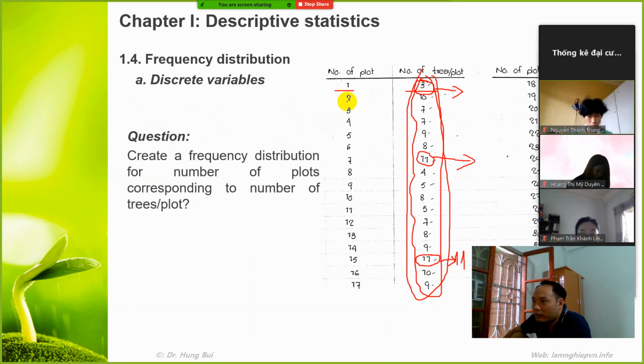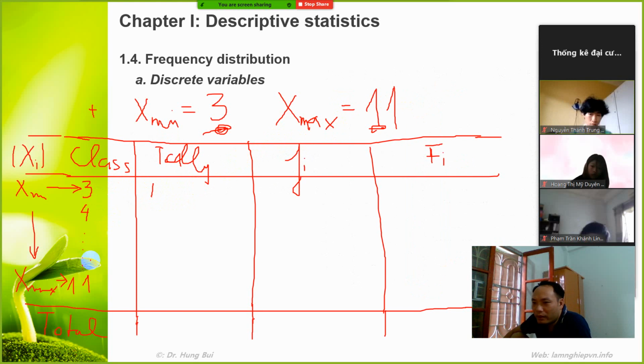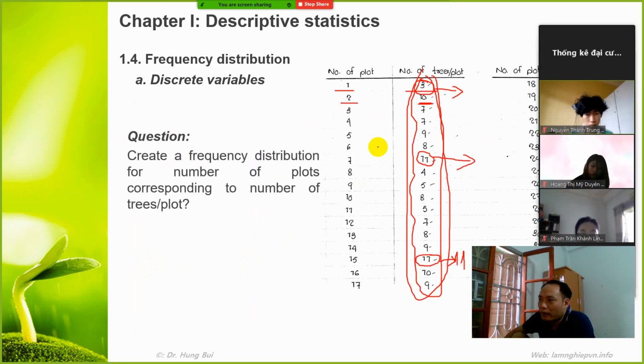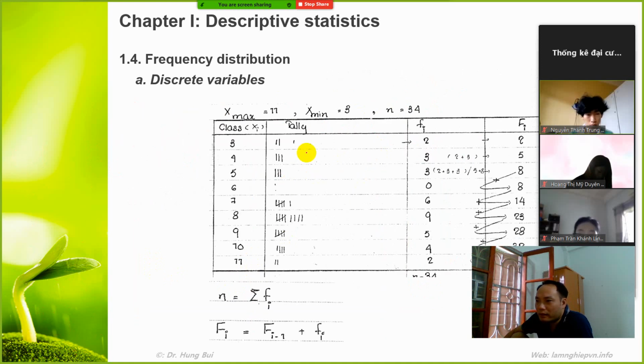And continue the second plot. We got 10 trees. So 10 belongs to 10 here. For example, here's 10, and here we take 1. And then 3, we take 7, and so on. So we can get the result like that. So do it for me one by one. Okay?